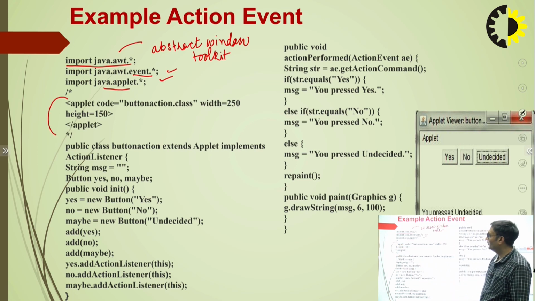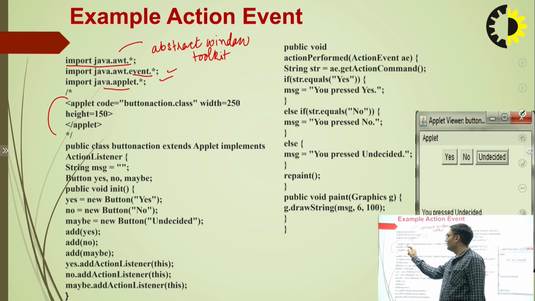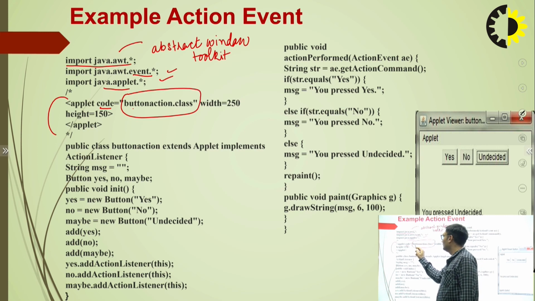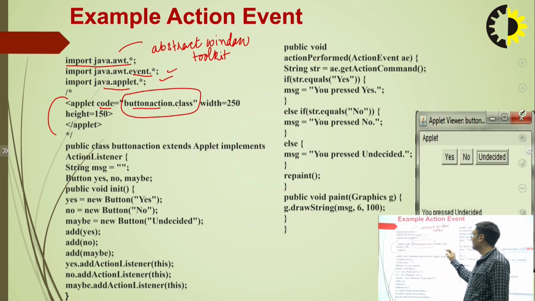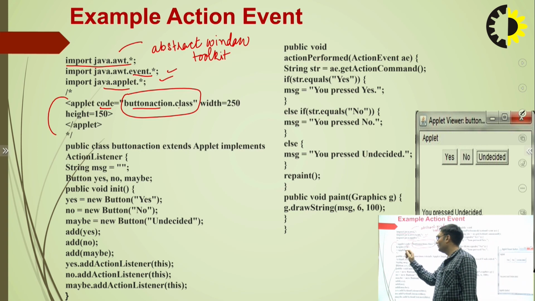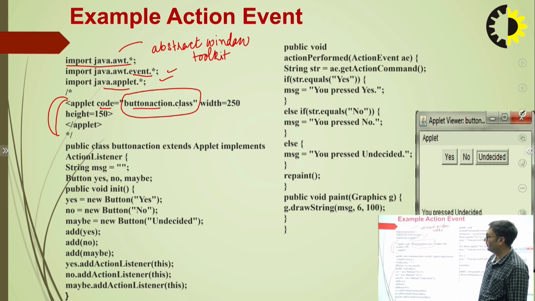Now for example, I'm making a button, then I will write an applet code like this, as I told you in the previous classes. Applet code, the compiled program, button action dot class, width and height we can set for the applet. So we will write the applet code like this.